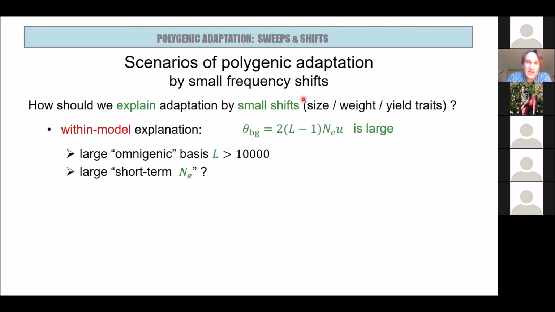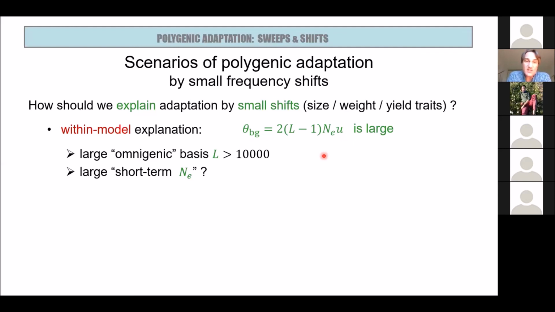And then this combination here can easily be large because U, the mutation rate, is typically super small, right? And even if NE is large, NE times U is also typically still quite a bit smaller than 1. So we need a large genetic basis to get the whole thing really larger than 1.